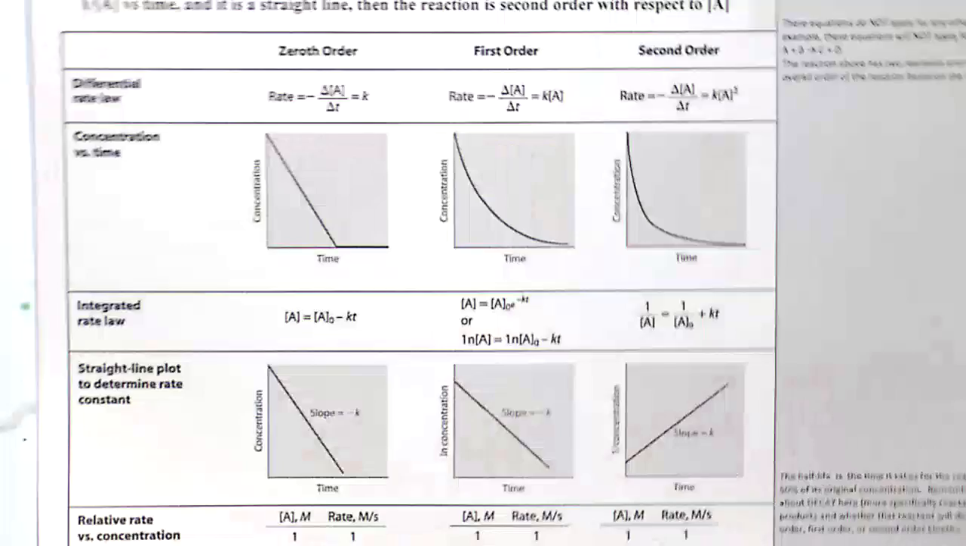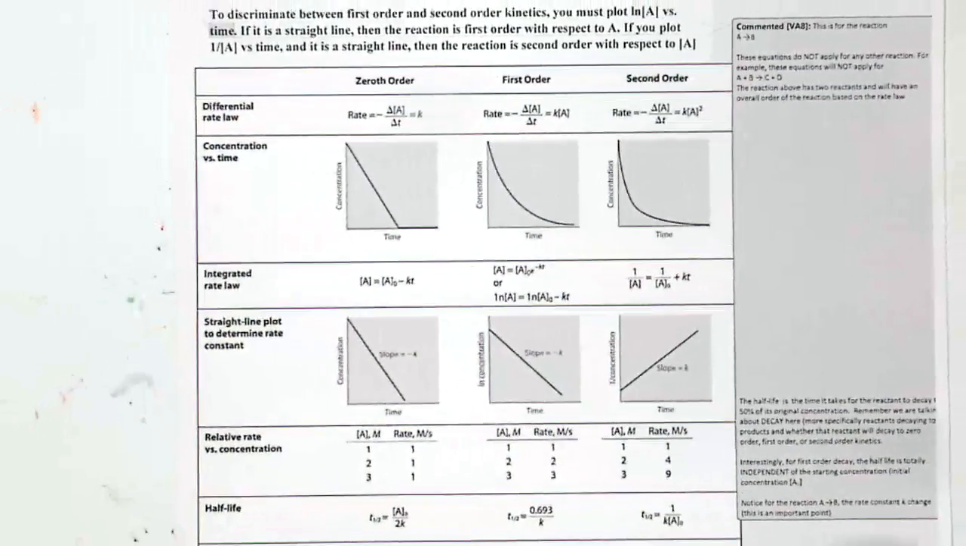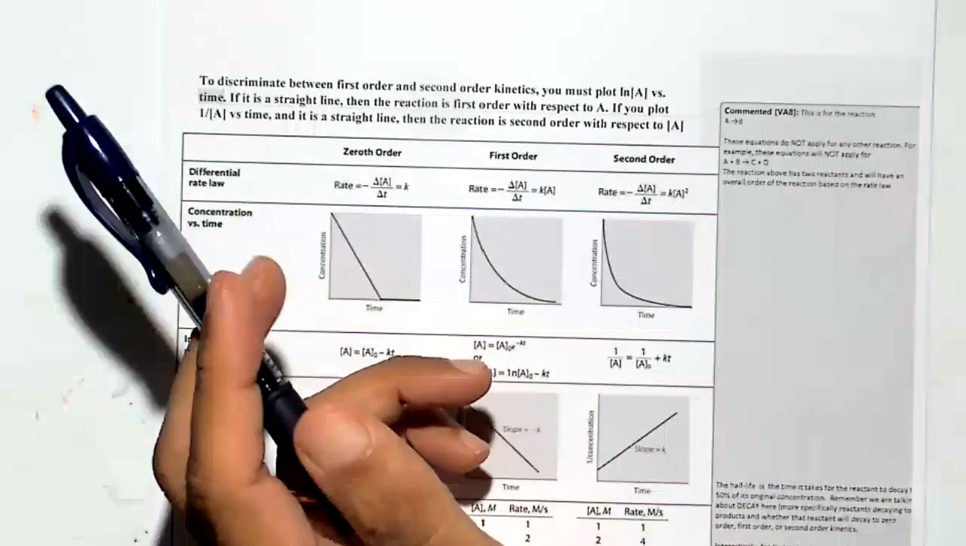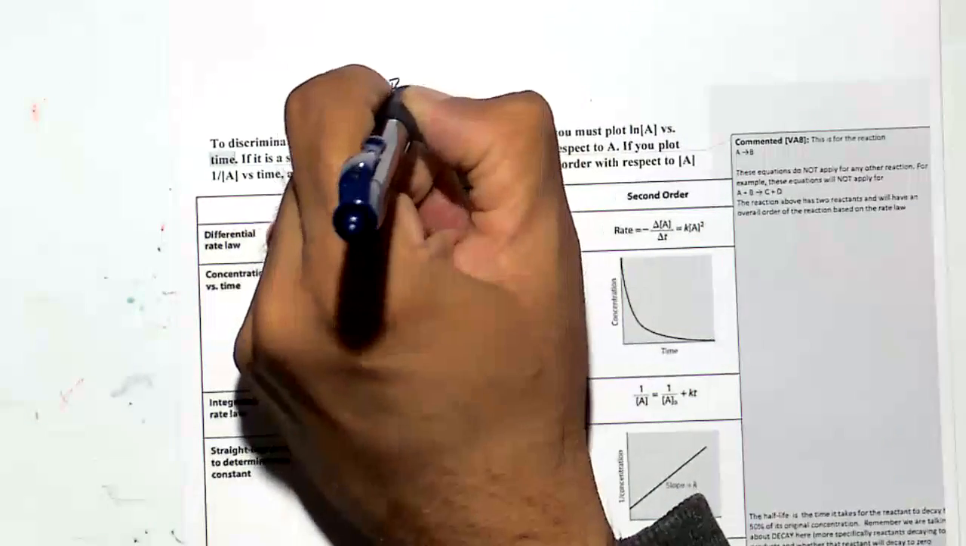All right, so you can bring this to the exam. Okay, so bring this equation sheet to the exam. It tells us how we calculate decay, if the reactant decays with zero order, first order, or second order. So bring this to the test.